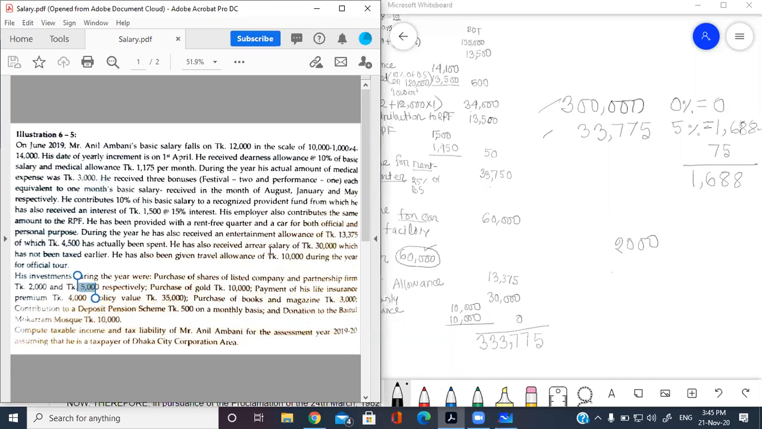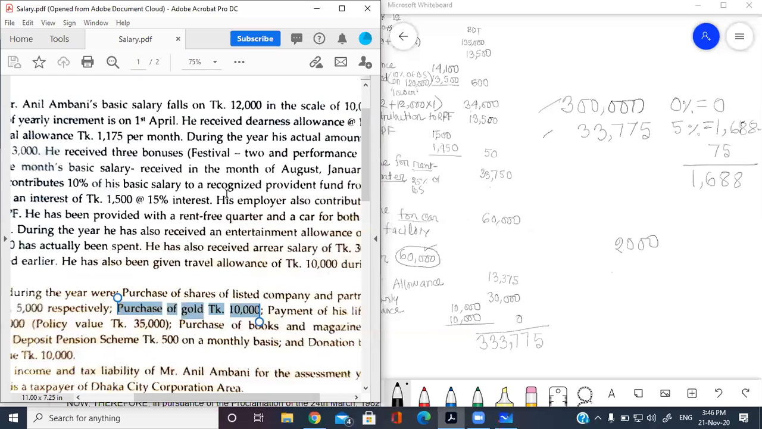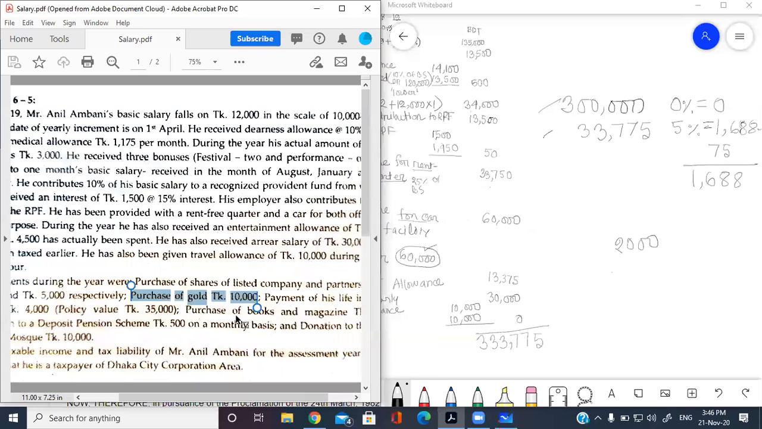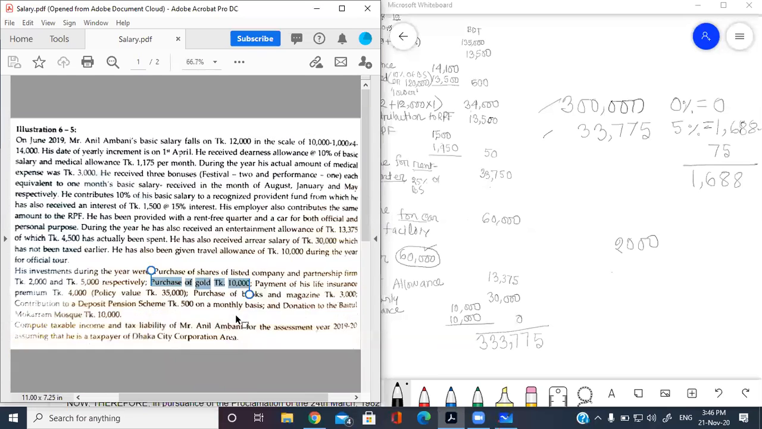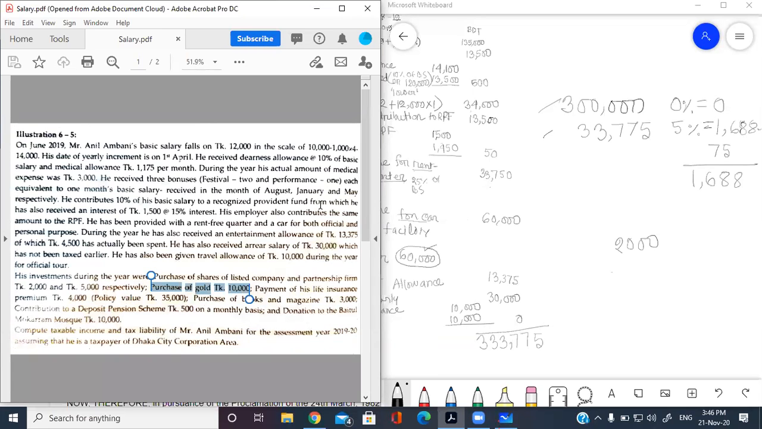Now, we have learned that it is not an eligible amount, partnership fund. Then the second one, purchase of gold, 10,000. But from the list, you will see that it is also not an eligible amount. For purchasing gold, you will not get any investment tax rebate. Payment of his life insurance premium, I just mentioned that for payment of life insurance premium, you will get tax exemption facility.